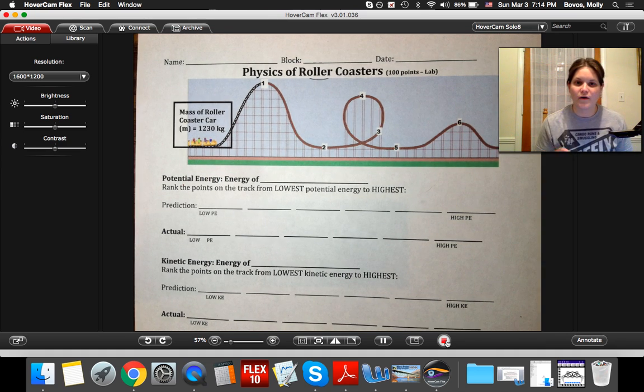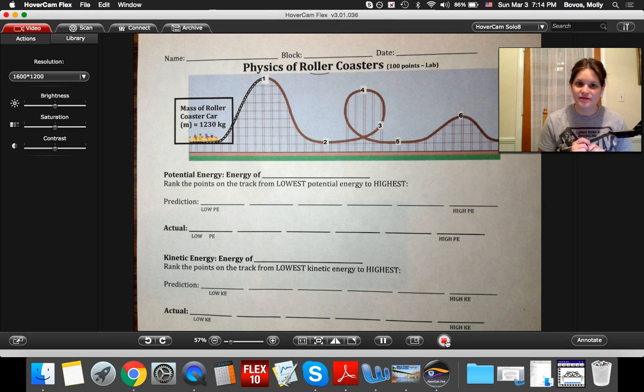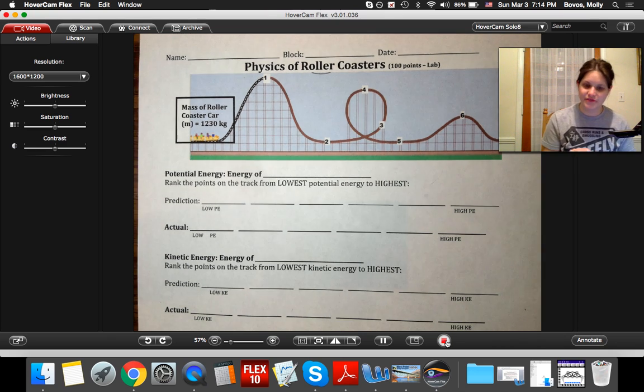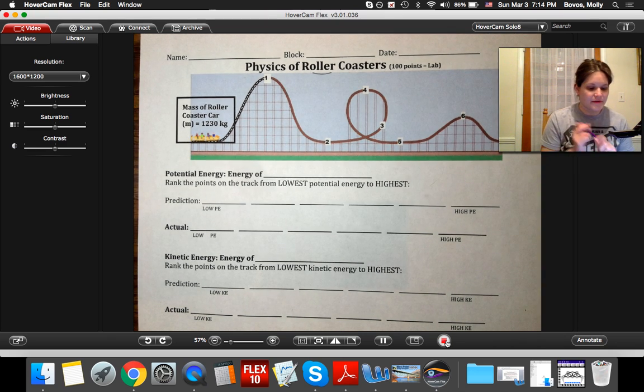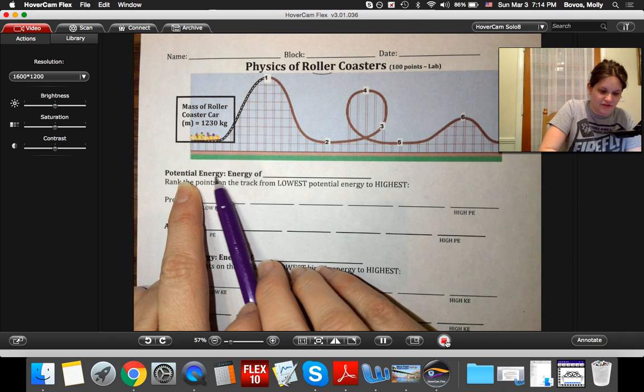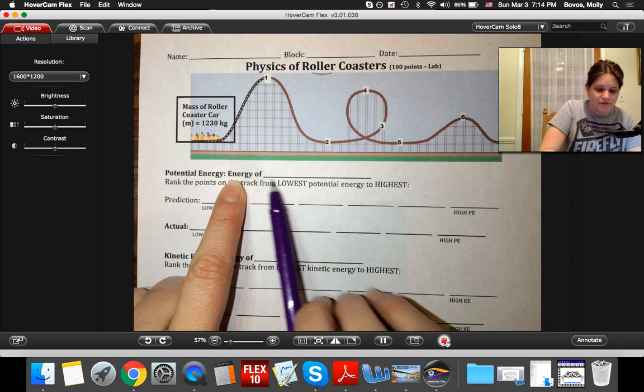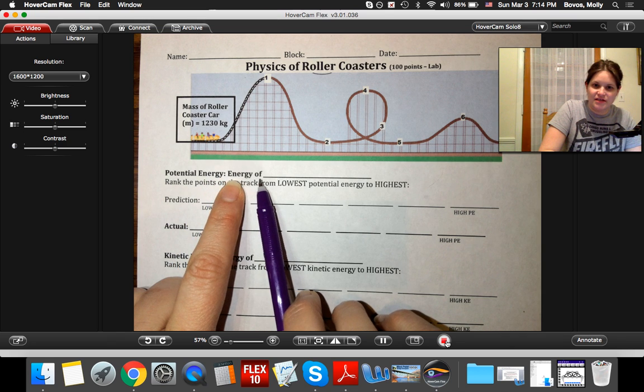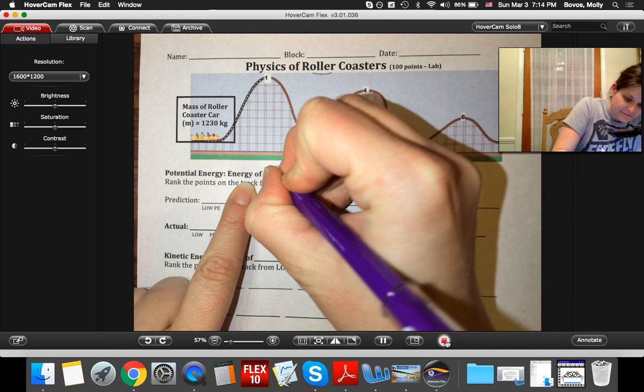And so what I'd like for you guys to start out with today is to make some predictions. So take a look here. First of all, we're going to talk about what potential energy is. What I want you to put in this blank is that potential energy is the energy of position.